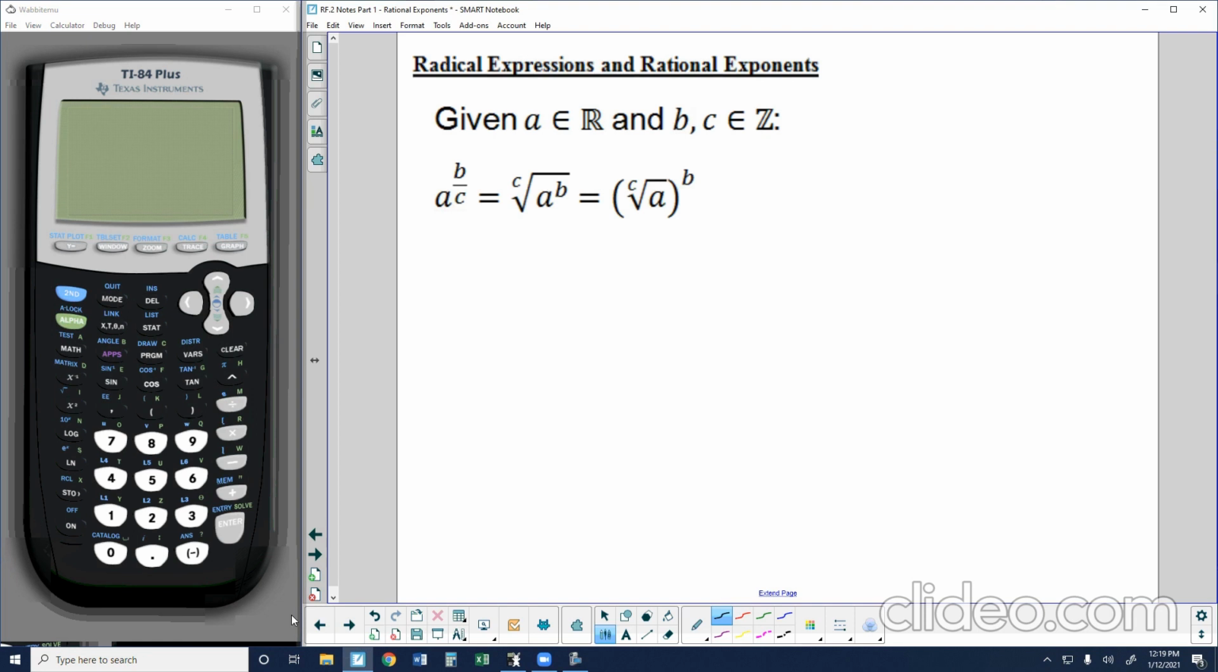As a refresher, if I'm given an expression with a rational exponent, that expression can be rewritten as a root, where the numerator of the exponent is the power of the expression, and the denominator of the rational exponent is the index of the root. The order of those two things can be switched around as needed for convenience.